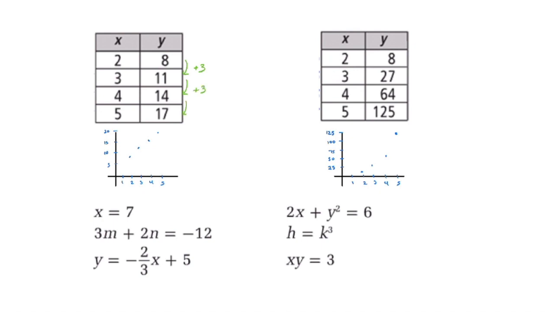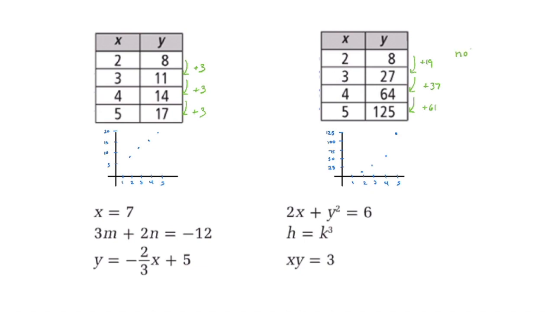From 14 to 17, we are adding 3 units. So that's a constant rate of increase. Whereas on this side, from 8 to 27, we are adding 19 units. From 27 to 64, we are adding 37 units. And from 64 to 125, we are adding 61 units.